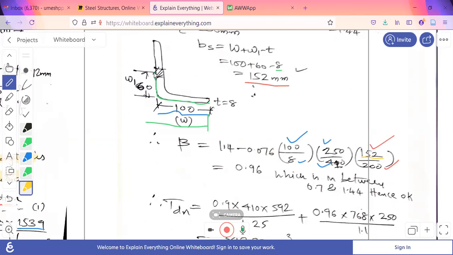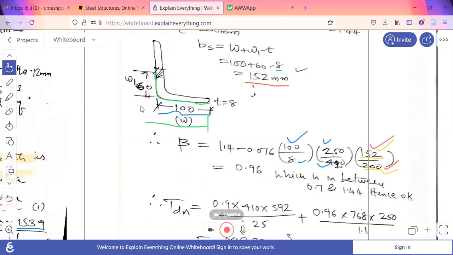Okay, how did I get it? W plus gauge distance, or W1, it is given in the code book. They call it W1. W1 is nothing but the gauge distance from the corner of the angle section up to the center of the hole. That is gauge distance, but here in the formula it is indicated as W1. So 100 plus 60 minus T, that is shear lag width, 152.